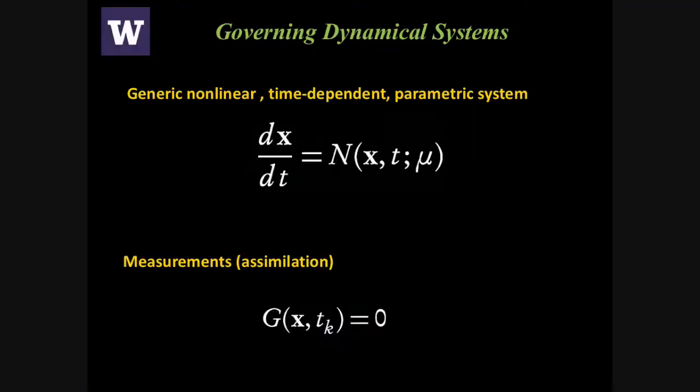So here's what we're going to do. We're going to start here. I have some equations. N here represents some nonlinear right-hand side. It could depend on x squared, x cubed, sine x, whatever it happens to be. Mu is usually a parameter. Something in the system changes, the dynamics change, it could bifurcate. There are all kinds of things that can happen. And then I have some measurements.